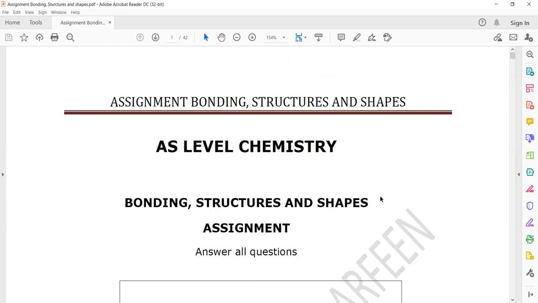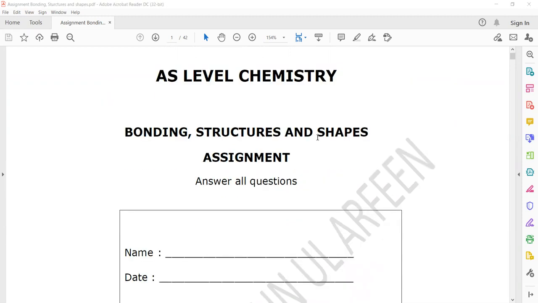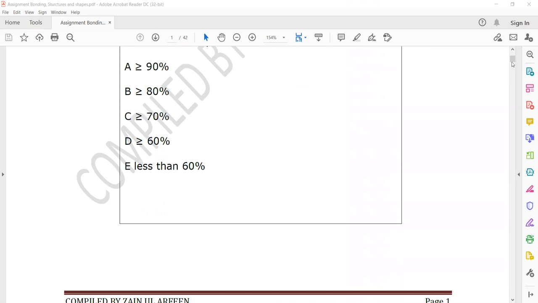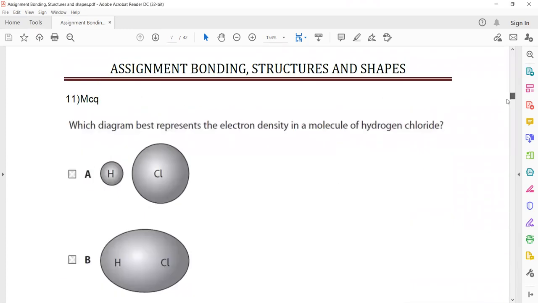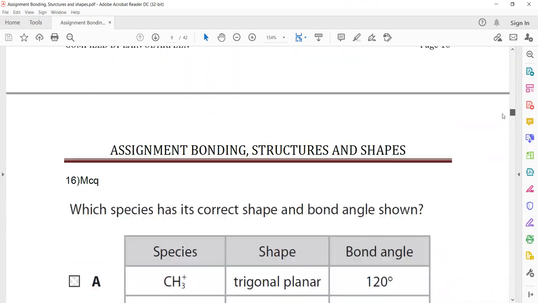So today we'll discuss the assignment related to bonding, structures and shapes. In the last session, we completed the first 20 questions, and today we'll discuss question 20 onward.